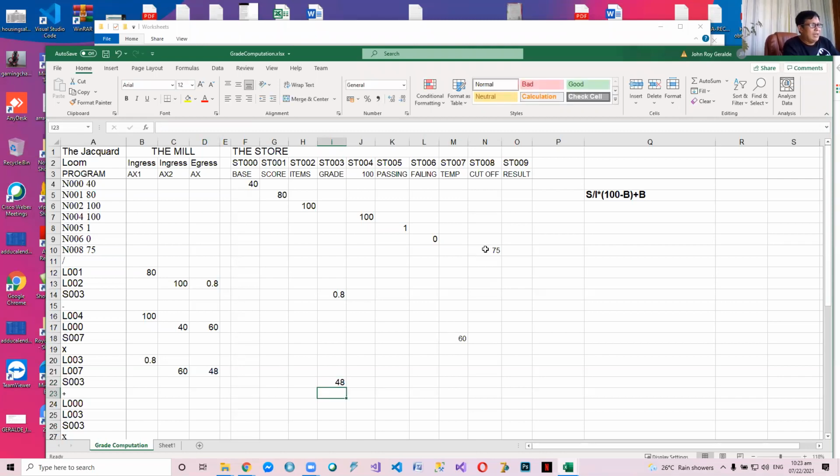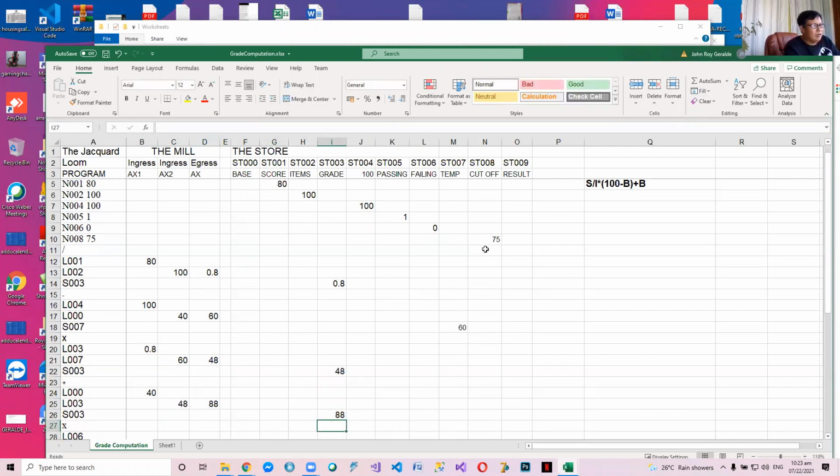And then we will do a plus 40. We'll add the base, right? So we have 000, which is the base, 40, and L003, which is our partial grade, 48. So our final grade is 88. We'll store it here. So the equivalent grade of 80 is 88.